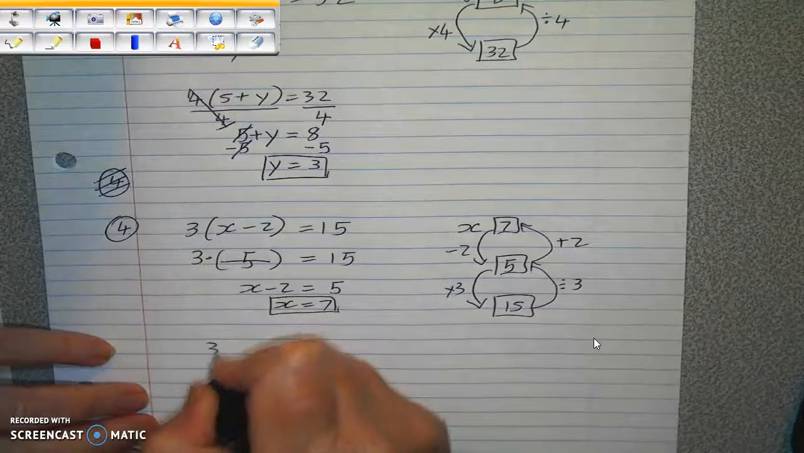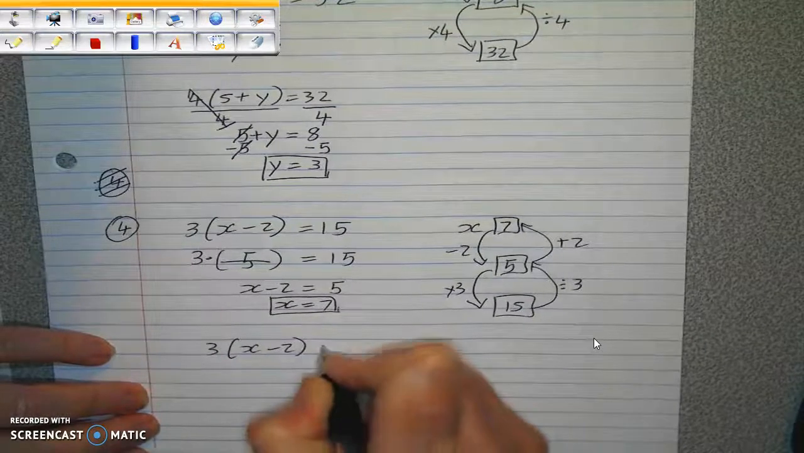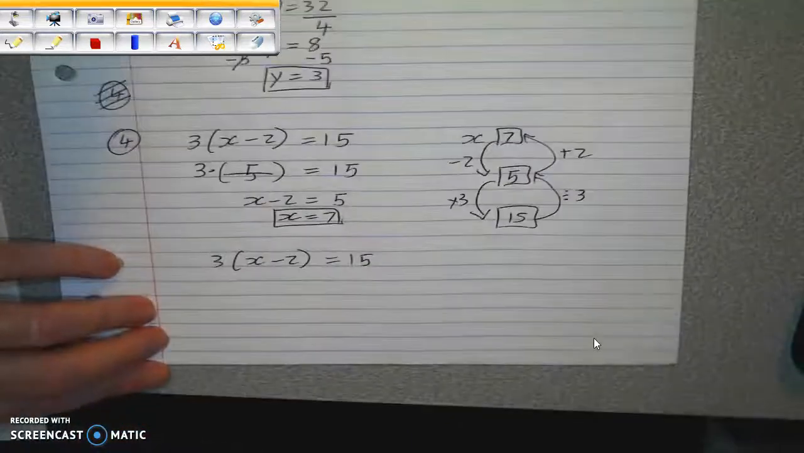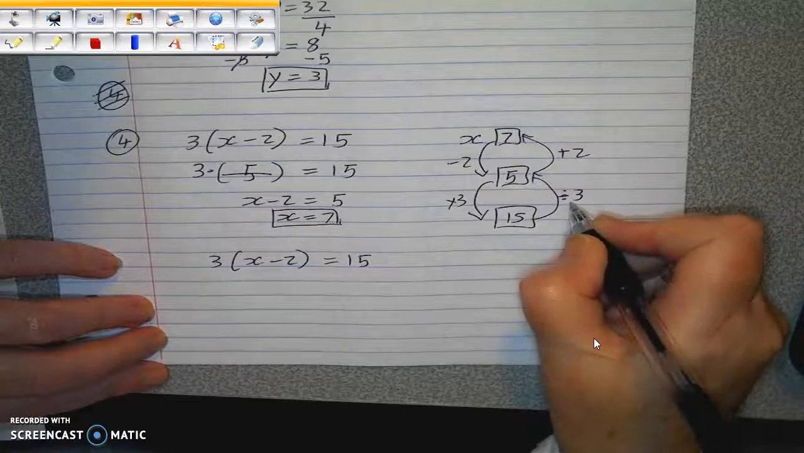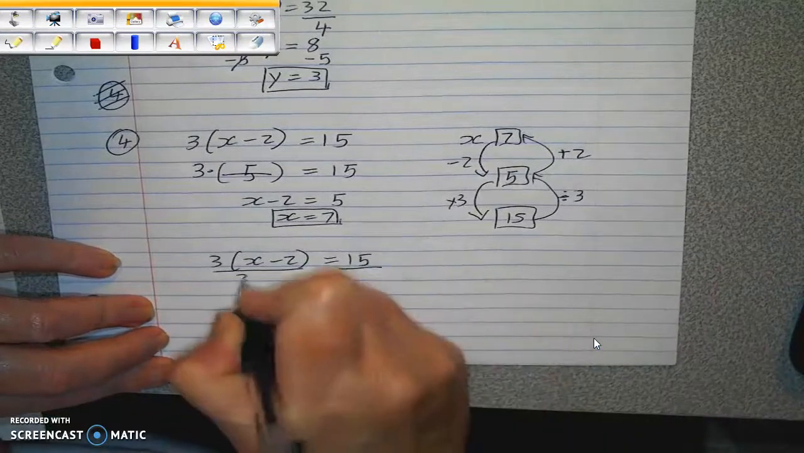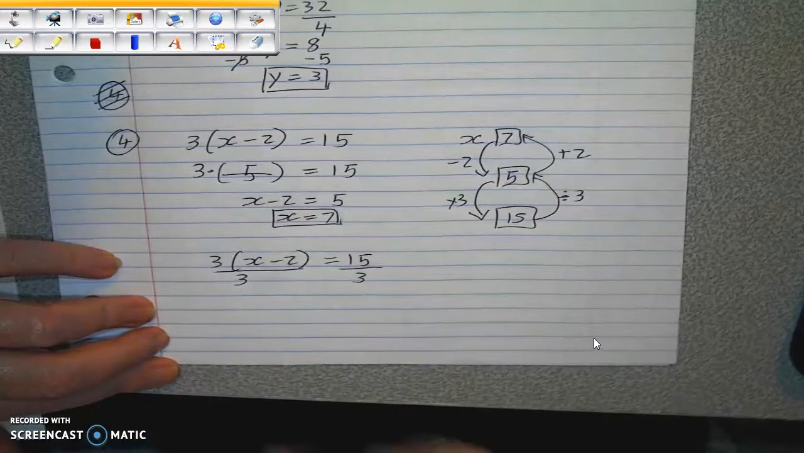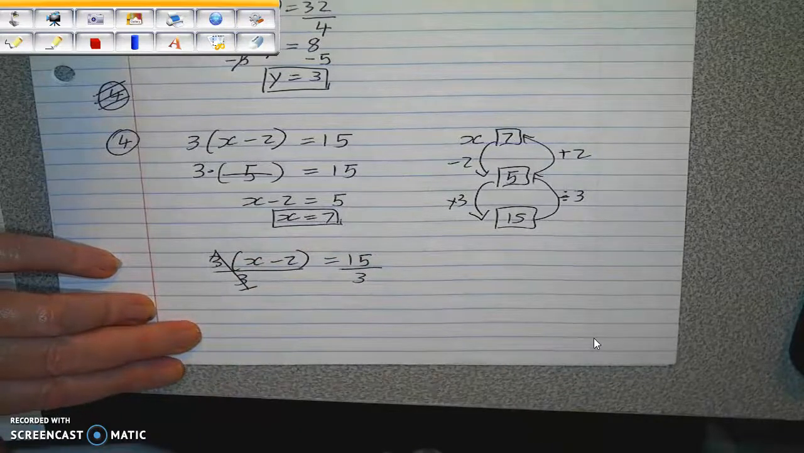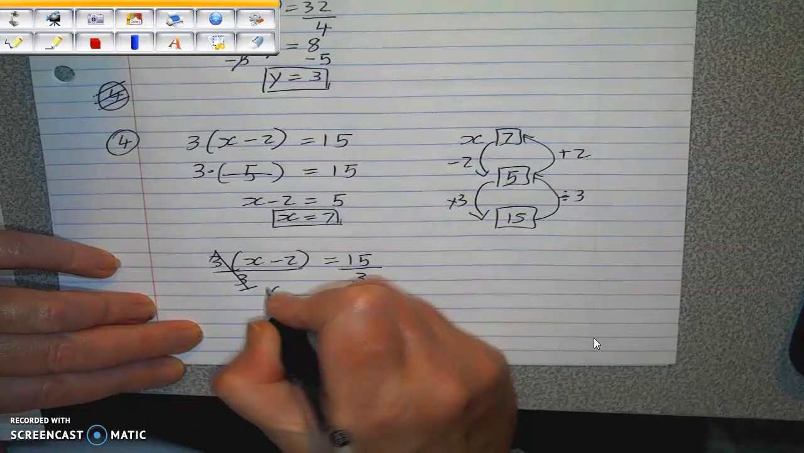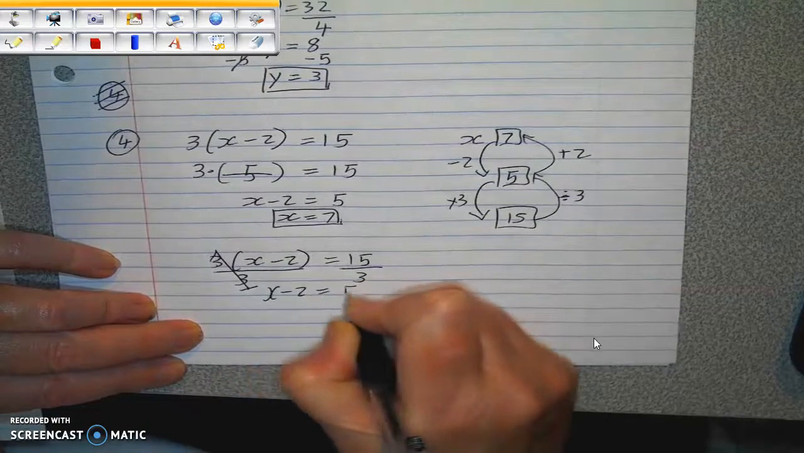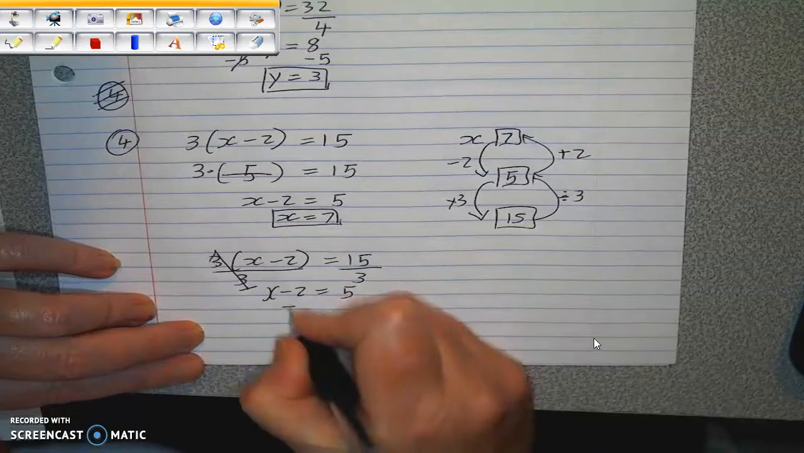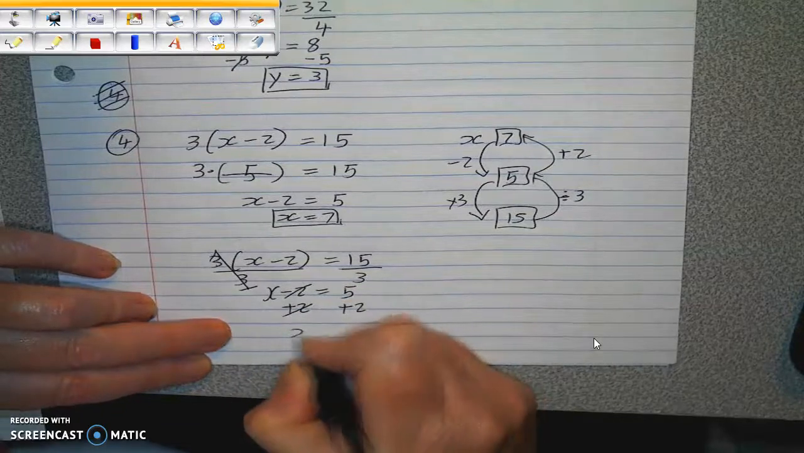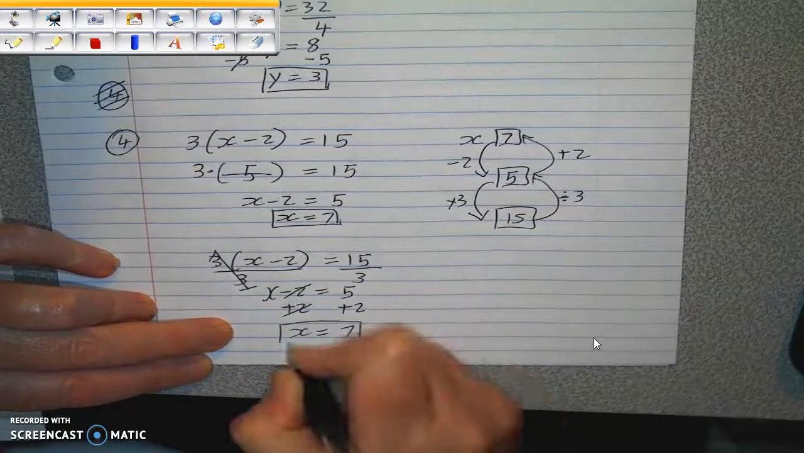Here's the algebra way to show your work. Because the last thing they did was the multiplication, the first thing you do is the division. So you're going to divide both sides by 3. 3 over 3 is an equivalent of 1. 3/3 equals 1. So x minus 2 is equal to 5. Then you're going to add 2 to both sides. Minus 2 plus 2 is 0, so x is equal to 7, and that's your answer.